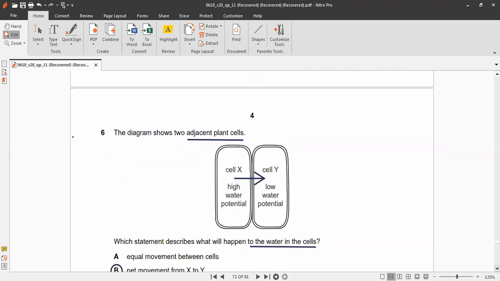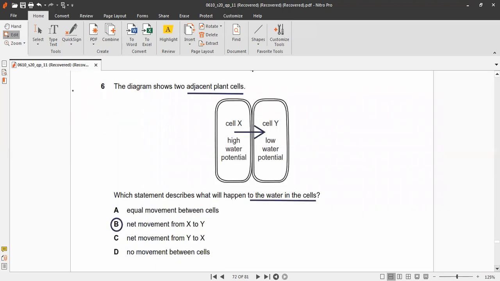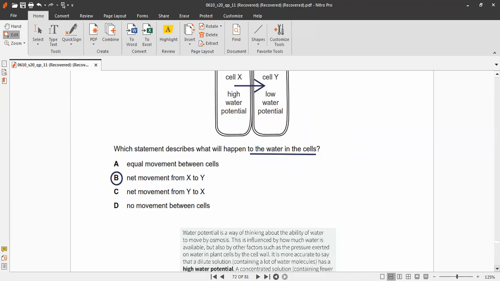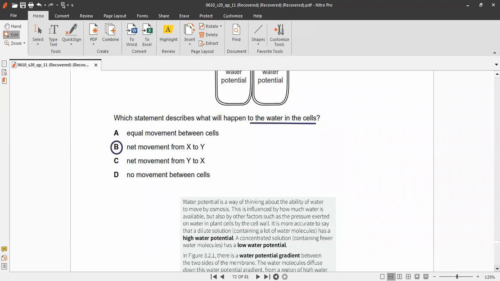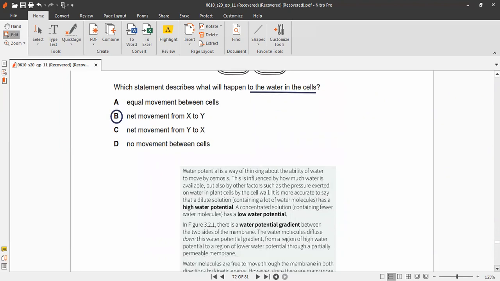The diagram shows two adjacent plant cells. Which statement describes what will happen to the water in the cells? Cell X has high water potential. Cell Y has low water potential. So net movement from X to Y by osmosis, from high water potential to low water potential, from left to the right.